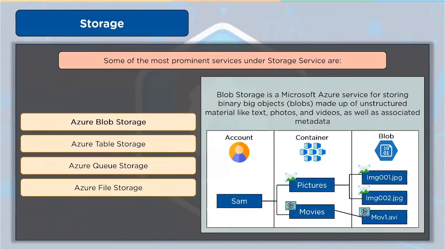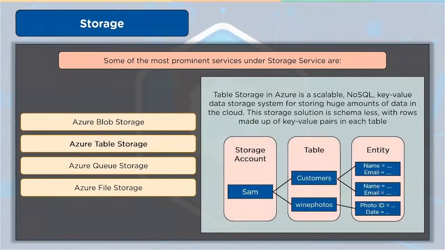Blob storage objects can be accessed through HTTP or HTTPS from anywhere in the globe by users or client applications. Blob storage objects can be accessed using the Azure Storage REST API, Azure PowerShell, Azure CLI, or a client library for Azure Storage. Coming to the next one, Azure Table Storage.